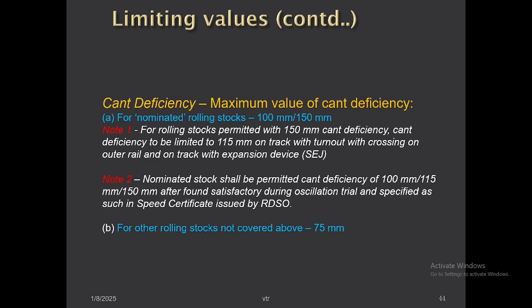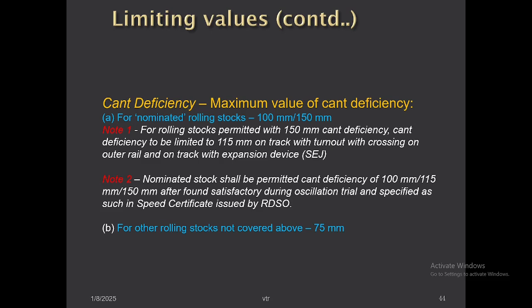on track with turnout with crossing on outer rail and on track with the expansion devices. That means SEJ. See, so certain rolling stock have been permitted with 150 mm cant deficiency because it has been designed in such a way, okay, to take care of the lean and all. That is why for particular rolling stock we can permit 150 mm cant deficiency, provided the curve should be free from turnout. The curve should not have any points and crossing on the curve, and also the expansion SEJ should not be there.